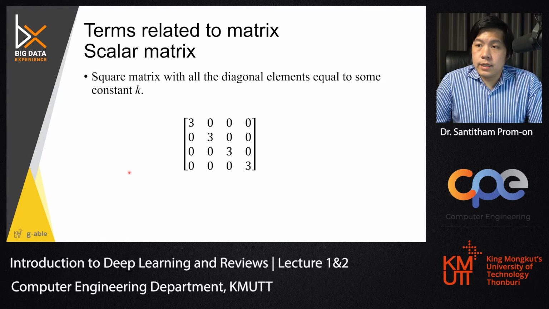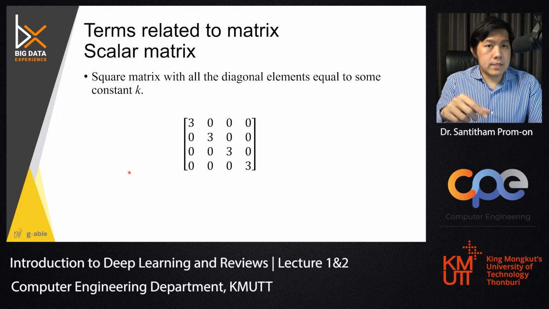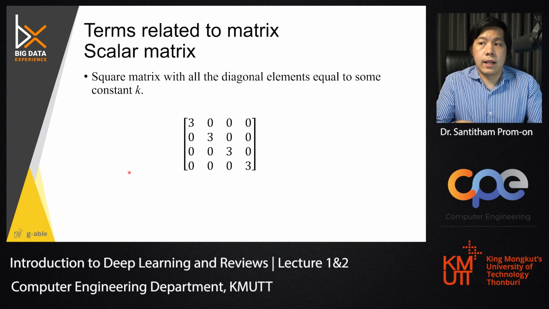A scalar matrix is a matrix that is a combination of a diagonal matrix times scalar values. You get the scalar matrix. It is usually used to represent a scale value in matrix form.